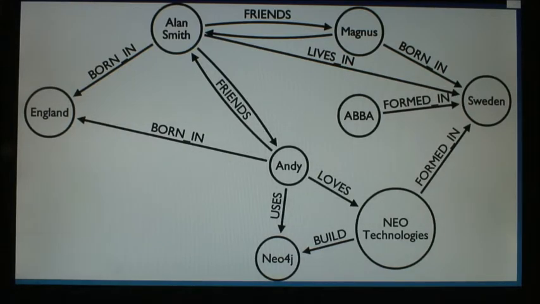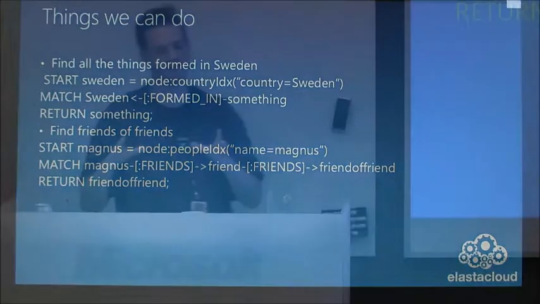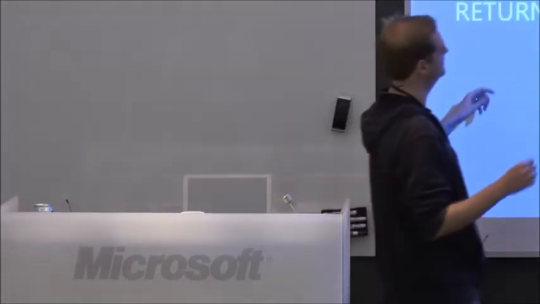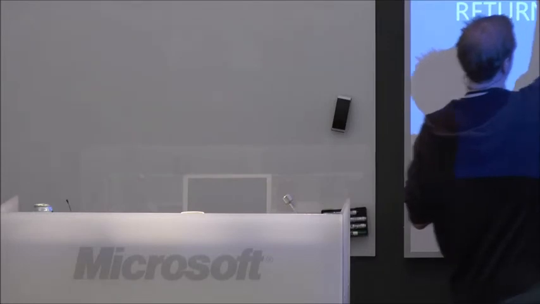Now, when you start looking at writing code for that, you want to start by expressing, starting at this country called Sweden, which we're going to look up from a node country index. That's an index node called country index, and we give it a particular search term within the index. So starting at that point, match anything which has the relationship to Sweden of formed in something. This is a little bit of ASCII art, which says that we want to return something which has the relationship to Sweden formed in. That would be Neotechnology, and it would be ABBA.